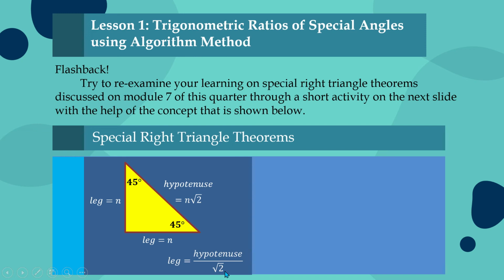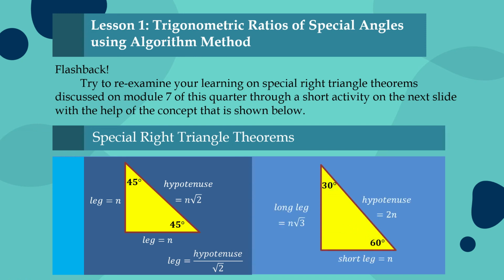The second special right triangle theorem is the 30-60-90 degree right triangle, wherein the following parts are: short leg, represented by n. The hypotenuse is twice n, because the formula is: hypotenuse is twice the short leg, or 2n. While the long leg is n square root of 3. N is from the short leg. So therefore the long leg is short leg times square root of 3, or n square root of 3.